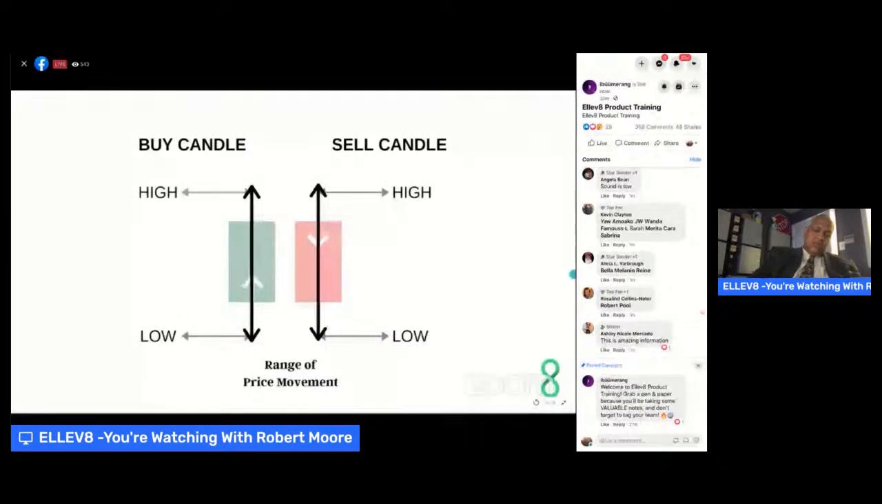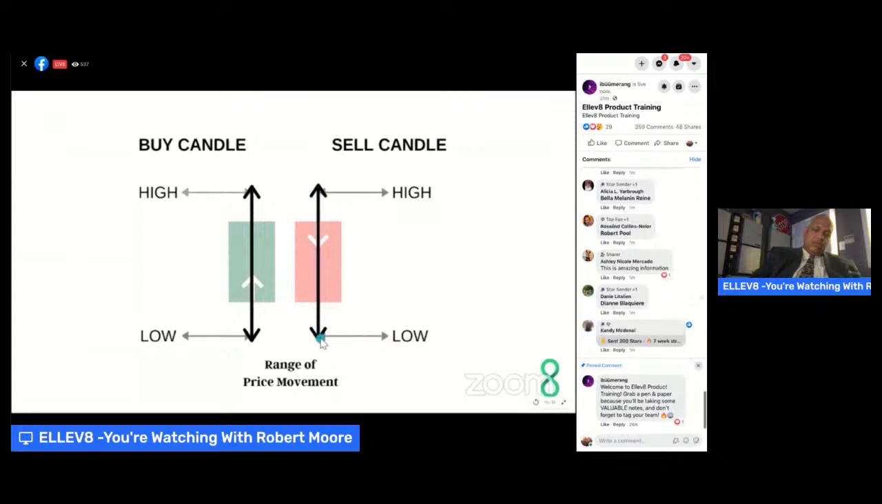Alright? Now we talked about wicks and shadows. So the wicks and shadows, whether it's a buy or sell candlestick, show how high price went or how low price went. Whether it's the buyers or sellers, these price levels, these areas of where the market is, would be how high price went or how low price went. This is what the wicks and shadows represent. Okay?